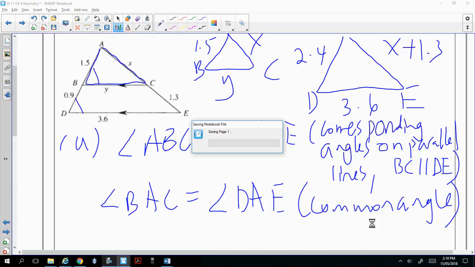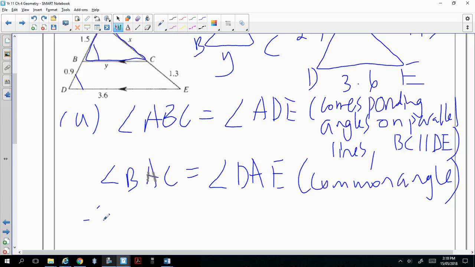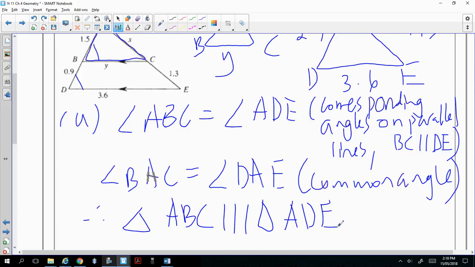Then you write common angle. All right, good. Therefore, you say triangle ABC is similar to triangle ADE, equiangular. So that's more like a typical exam type question, equiangular. And then they're going to force you to find some missing sides. That's why this is a common question, because once you do that, they just get you to find sides.